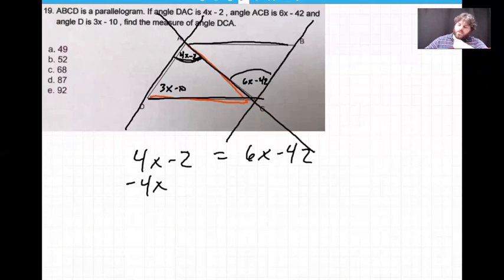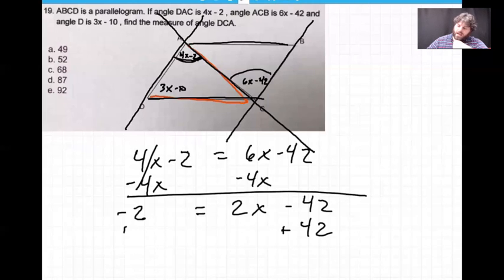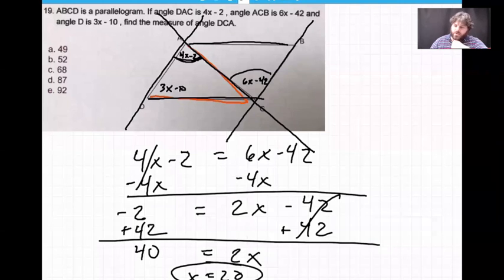So if I go ahead and solve for x here, I take away 4x from both sides. I get negative 2 equals 2x minus 42. Go ahead and get rid of this 42 by adding it to both sides. We get 2x equals 40, so x equals 20 if I divide both sides by 2.